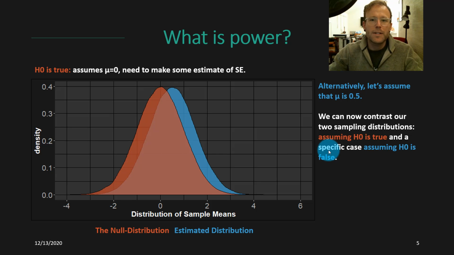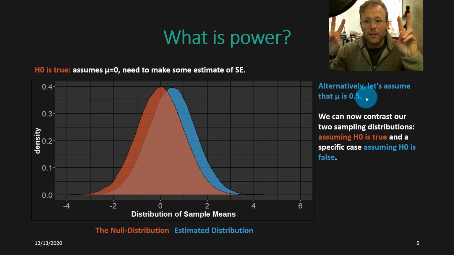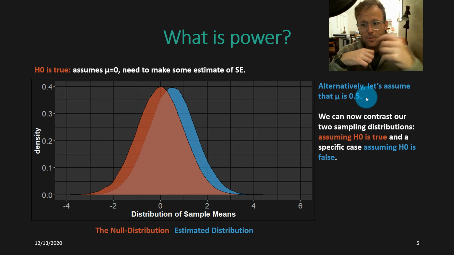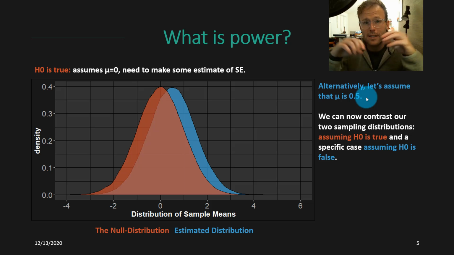Practically speaking, we can see an example of that, right, if we contrast two distributions. So again, in red, we'll have our null distribution where we assume that the null hypothesis is true. And in blue now, we're going to have our hypothetical distribution for the real effect, where we assume instead that the true mean in the population is 0.5. And we can now contrast these two sampling distributions to see how much they overlap. Again, the red distribution assumes that the null hypothesis is true, and the blue distribution is a specific case of assuming the null hypothesis is false.